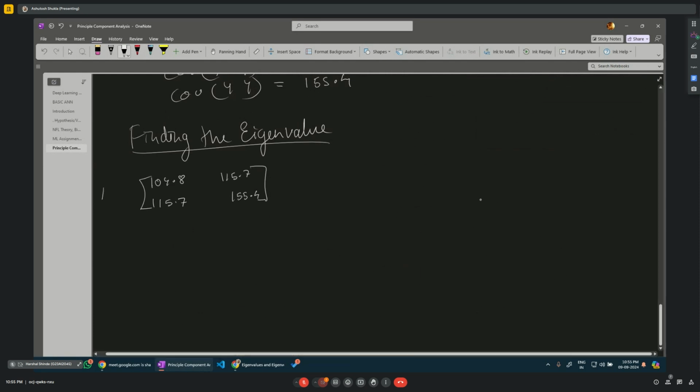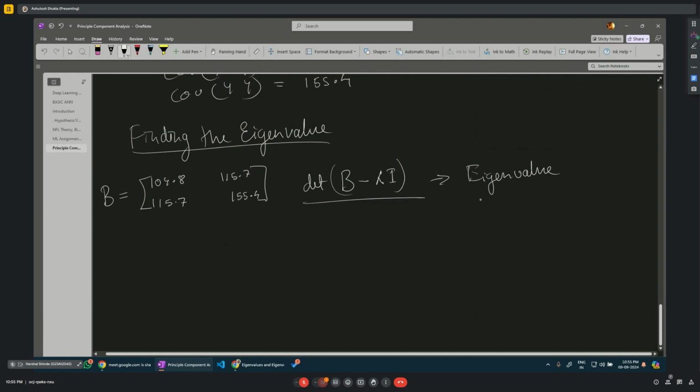This is the matrix. Let's just call it A. Actually, now we'll call it B, because A is the data set. So that is B. How do we find it? That would be B minus lambda I, and you have to find the determinant of that. The determinant gives you the Eigen value.